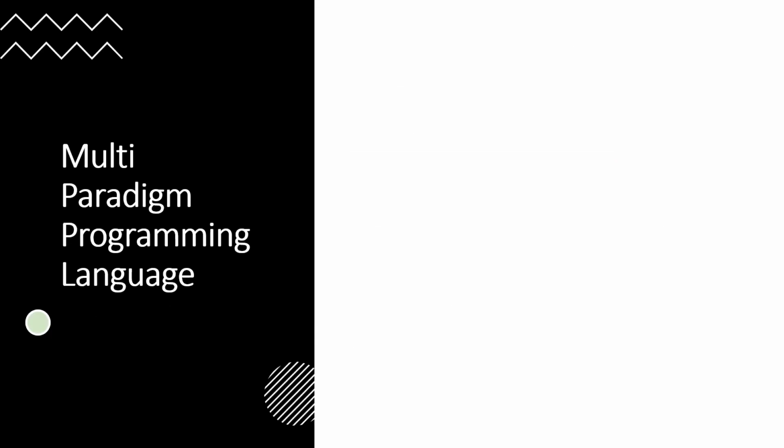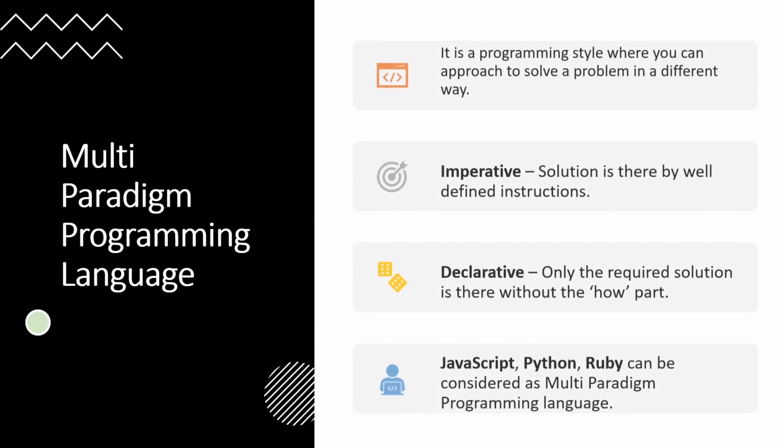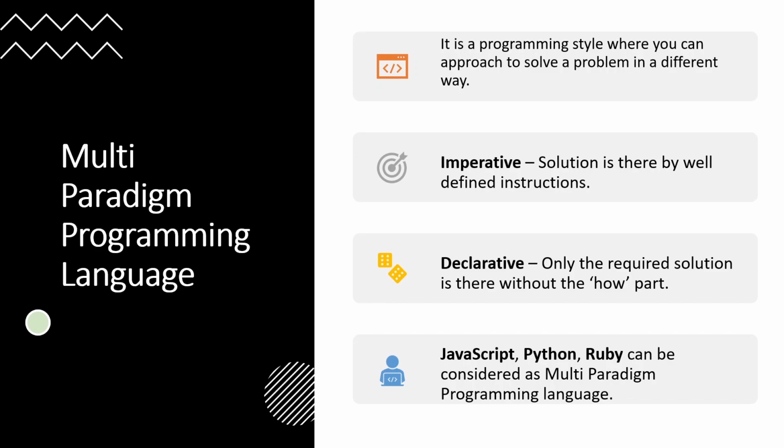Finally, it is a multi-paradigm programming language. What is that? Multi-paradigm is simple: it is a programming style where you can approach a problem in different ways. To solve a single problem, you can approach it in different ways. What kind of ways? First is the imperative way and the declarative way. Again, examples of these things, definitely I will give you at the end of the series.